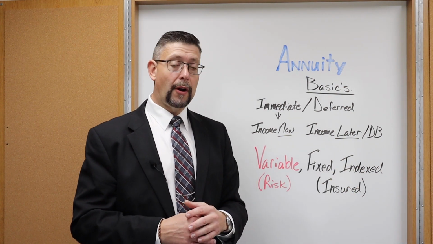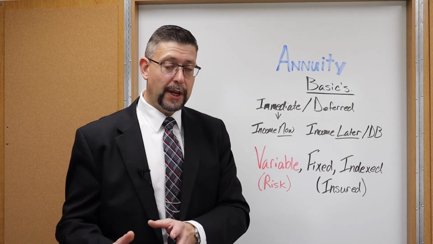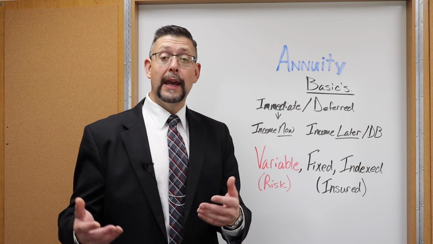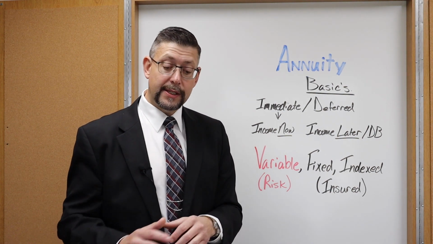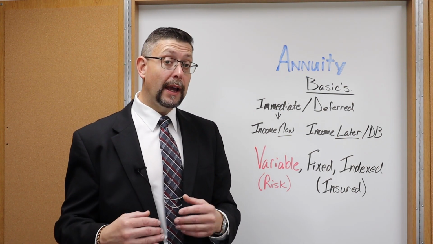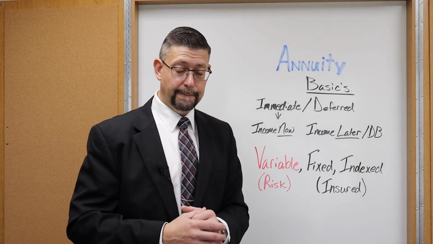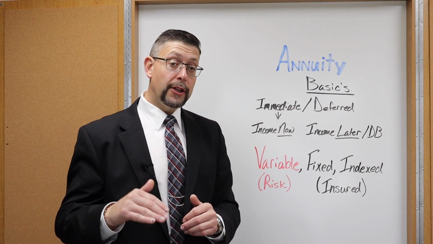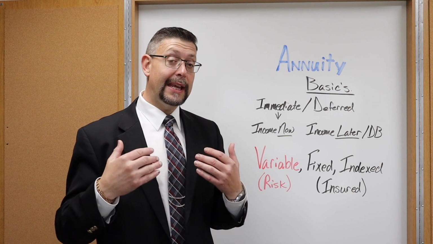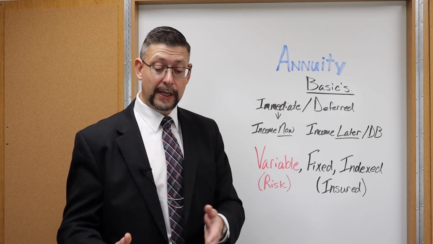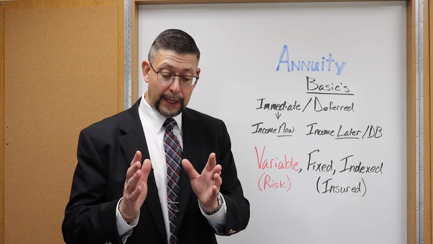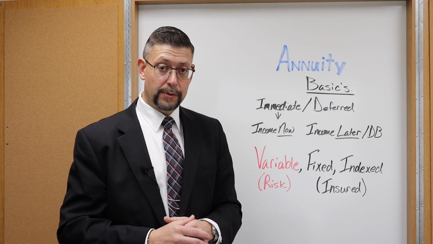Indexed annuities, however, are going to be using a major stock market index like the S&P as a gauge. And what that means is that when the S&P goes up, you're going to make a part of that gain. And when the S&P goes down, you're simply going to go sideways. It is protected against loss. Not only do you not lose your principal, you don't lose any of your interest as well.